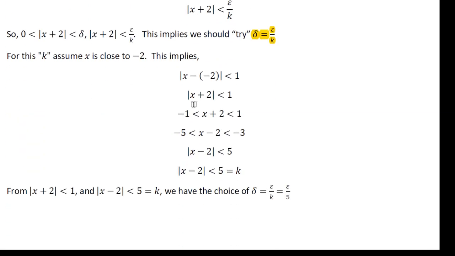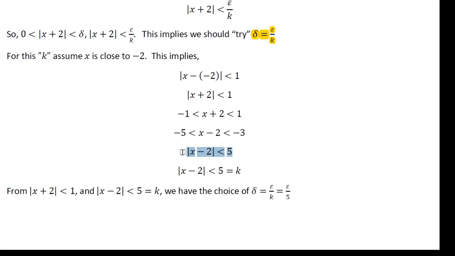And how do I get from x plus 2 to x minus 2? Well, I subtract 4 from x plus 2 to get to x minus 2. So what I did was subtract 4 from each side of the inequality. So I get negative 5 less than x minus 2 less than negative 3.